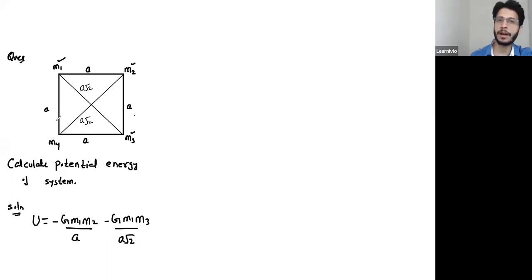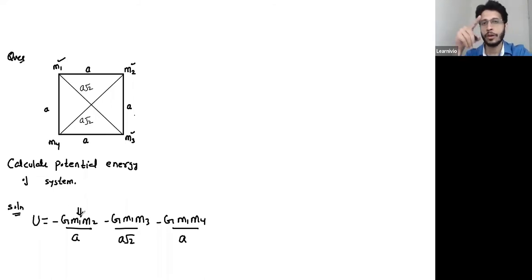Then this M1 will interact with this M4. This is minus G M1 M4 over A. So these are all interactions of M1. Then we take interactions of M2. M2 can interact with M1, but we have already counted this interaction. If you say M1 interacts with M2, or you say M2 interacts with M1, they're the same interaction. We will not take this interaction twice.